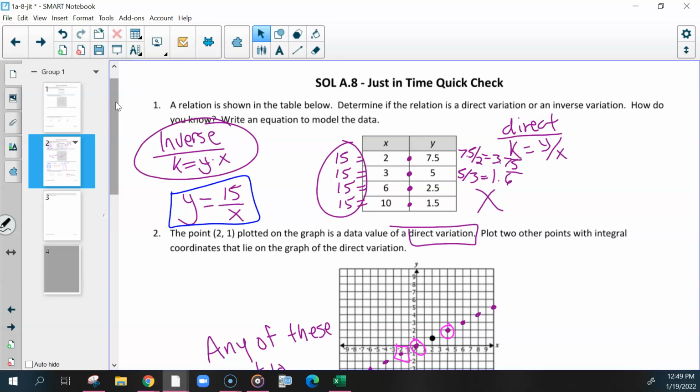And because we now know that would be an inverse, we could use the equation or find the equation using our k values to write y equals 15 over x. Do you have any questions on number 1?